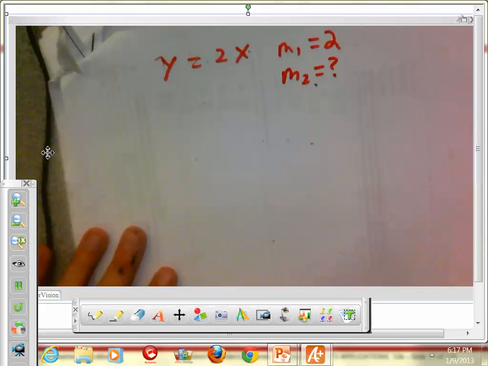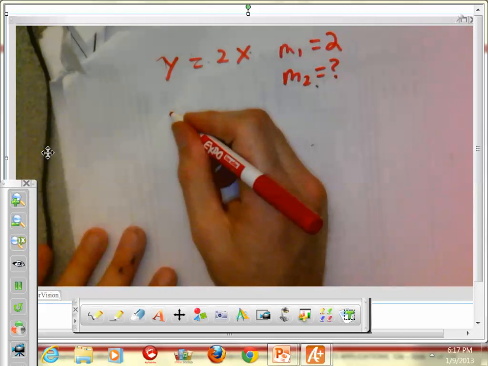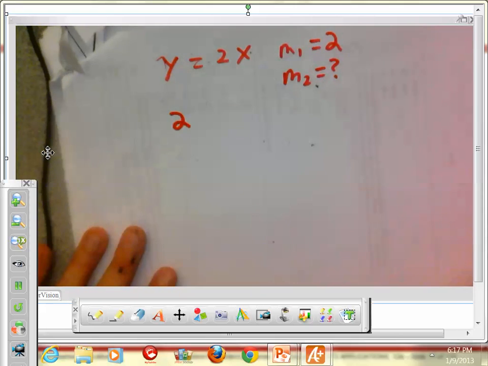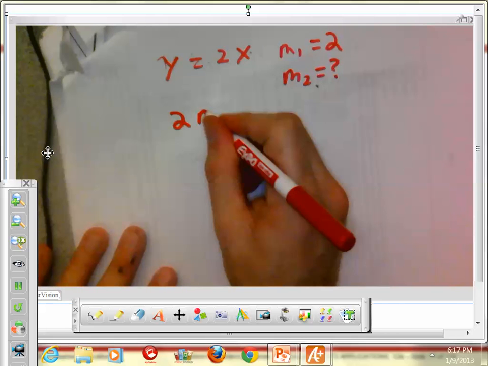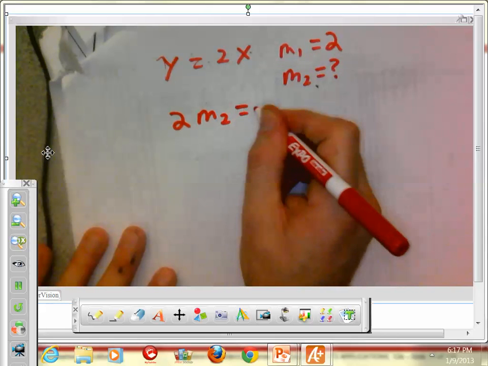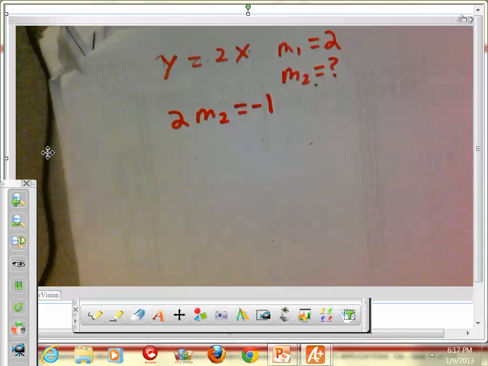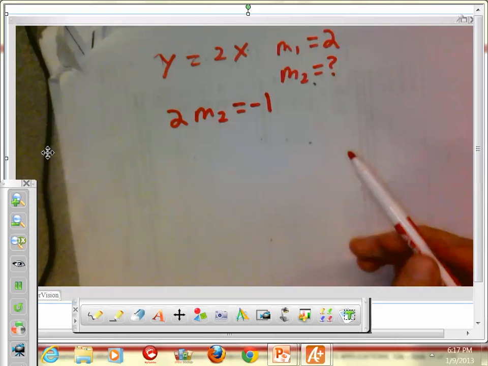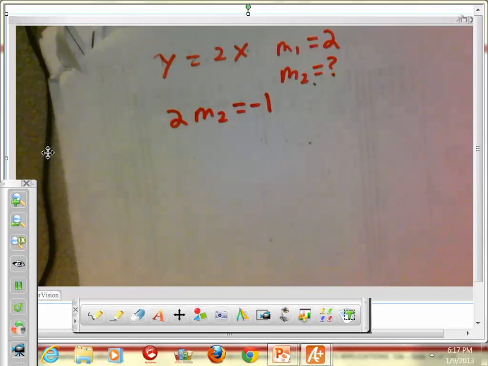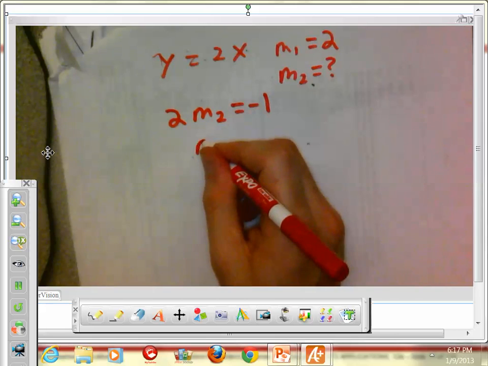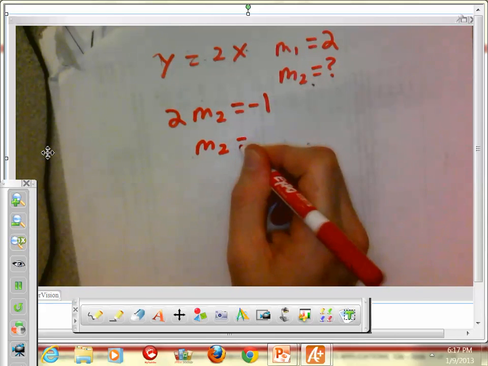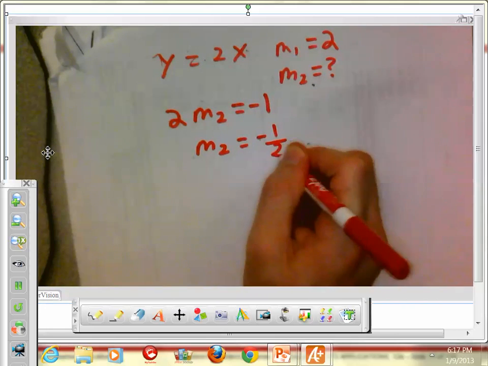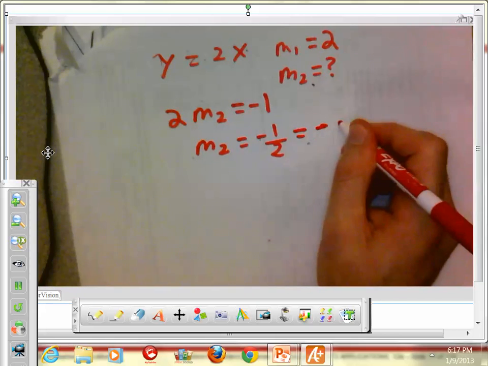We know the slope of this line, which is m1, which is 2, times the slope of the perpendicular line that we're looking for is equal to -1. That's from property 5. So if we take m1 times m2, we get -1. Perpendicular lines, you multiply their slopes together, you get -1. So 2 times m2 gives me -1. If I divide both sides by 2, I know that the slope of this line I'm looking for is going to be -1/2 or -0.5.